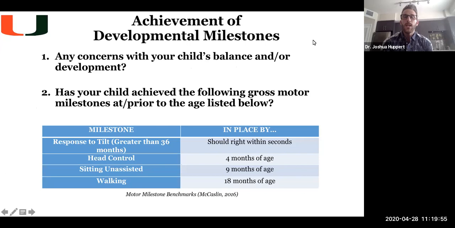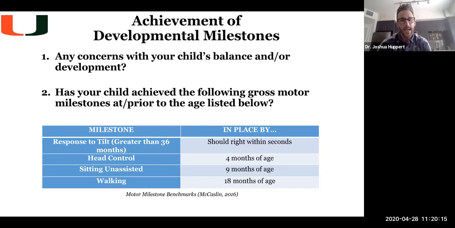So I'm going to focus for a minute on just the achievement of developmental milestones, particularly in these little ones. This is a huge, huge area where I focus. Are there any concerns with the child's balance or development? This is something I include in my typical audiologic eval. And has your child achieved the following milestones at these levels?